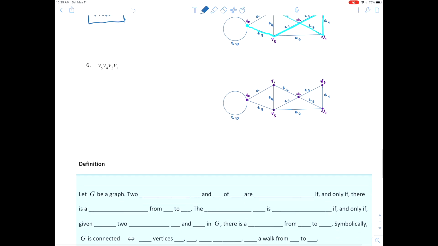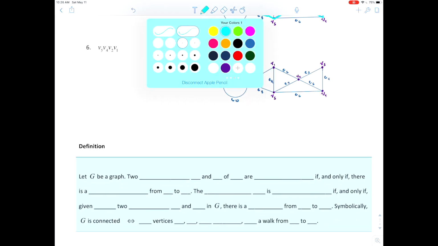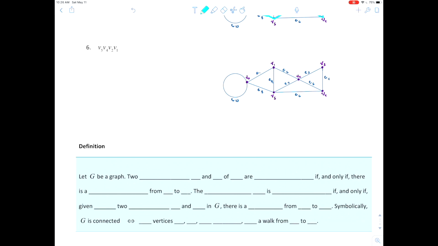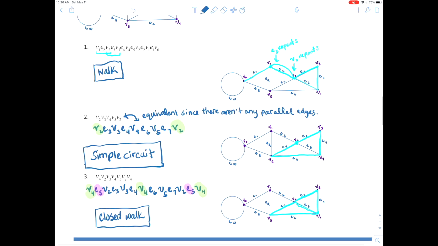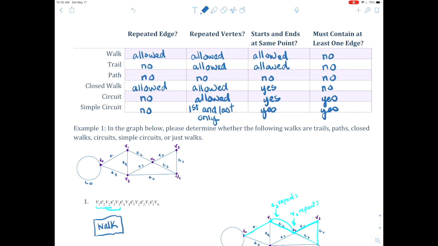Cool? All right, so then this last guy here, let's do it. It doesn't start and end at the same vertex, right? So we're kind of in a similar situation. V5 is where we start, and we head over to V4, and from V4 we go to V2. From V2 we go to V1. Notice that we have no repeating edges and no repeating vertices. So I'm thinking this is going to be a, dun, dun, dun, you got it, a path.